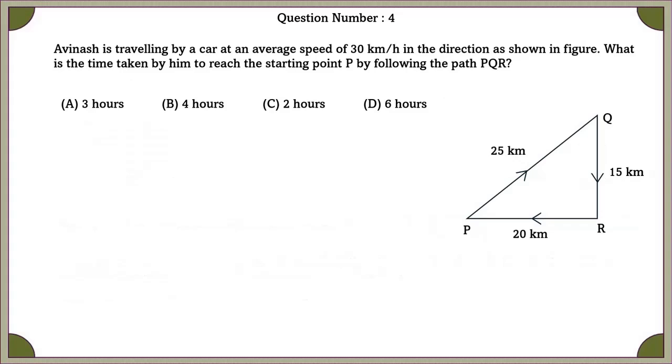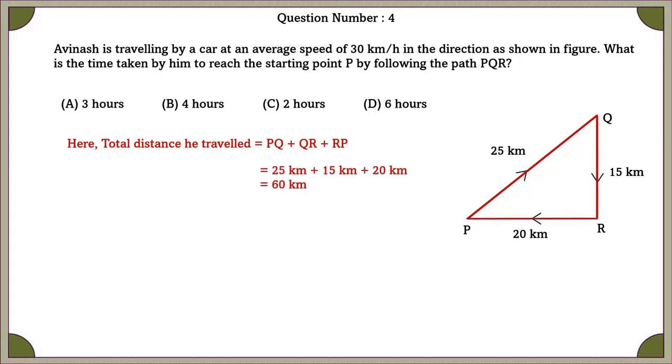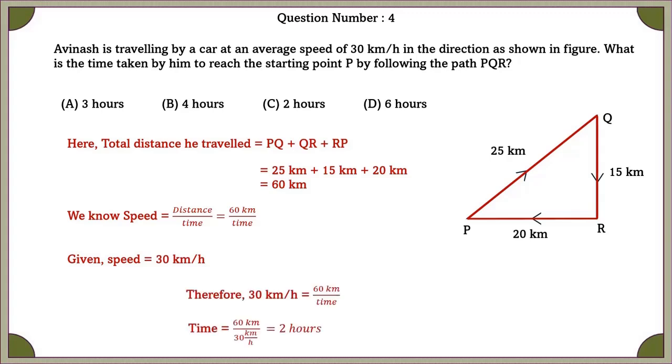Question number 4. Avinash is traveling by a car at an average speed of 30 km per hour in the direction as shown in the given figure. What is the time taken by him to reach the starting point P by following the path P, Q and R? Here, the total distance traveled is equal to PQ plus QR plus RP, which is equal to 60 kilometers. We know that speed is distance by time, that is 60 kilometers by time. Here they have given the speed, that is 30 kilometers per hour. Now using this we can find the time, that is 2 hours.